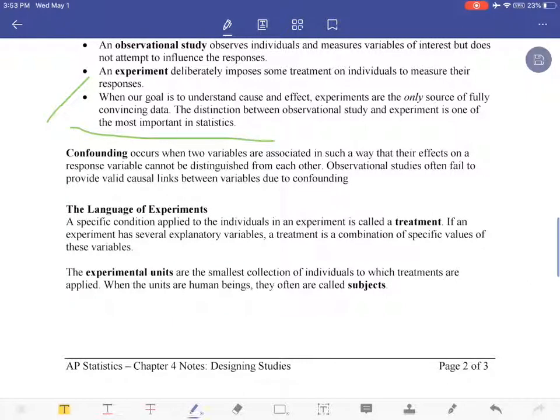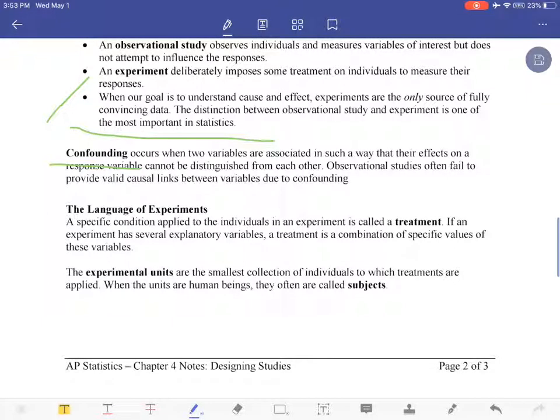Next, we have confounding. So confounding occurs when we have two variables that are associated in such a way that their effects on the response variable cannot be distinguished from one another. So that's basically where we have multiple variables that are changing, so we don't know what's influencing the results.